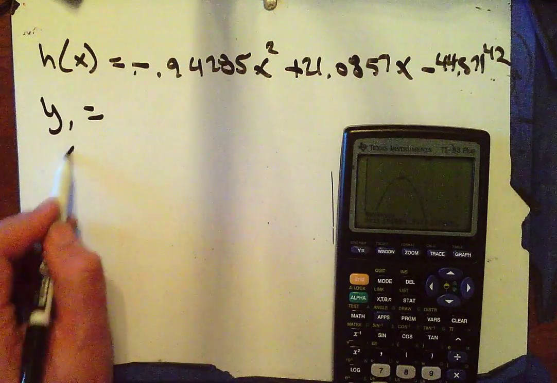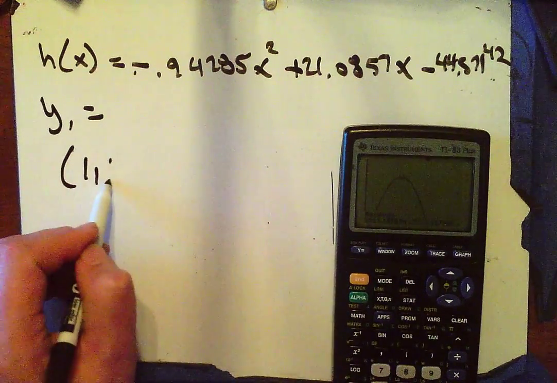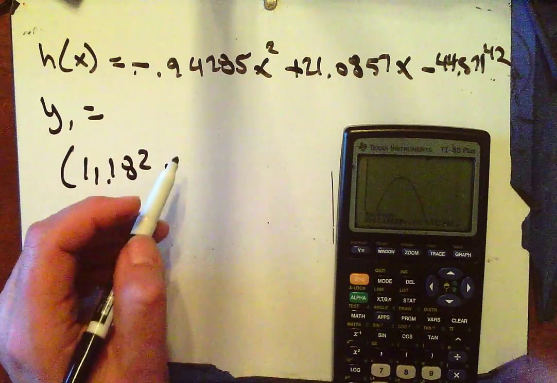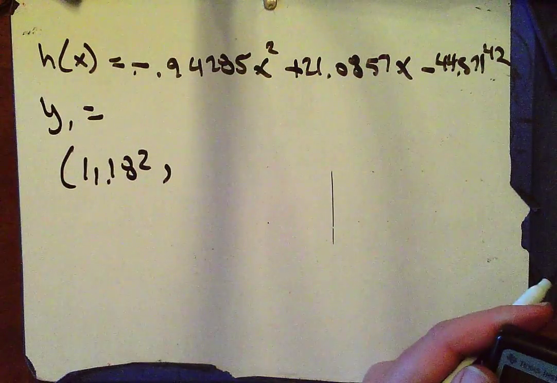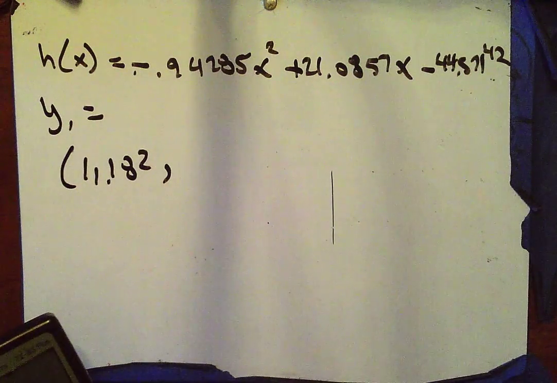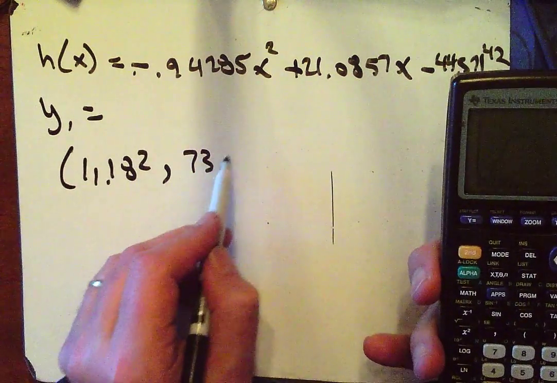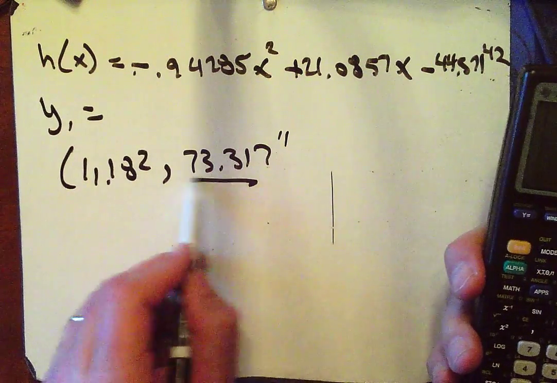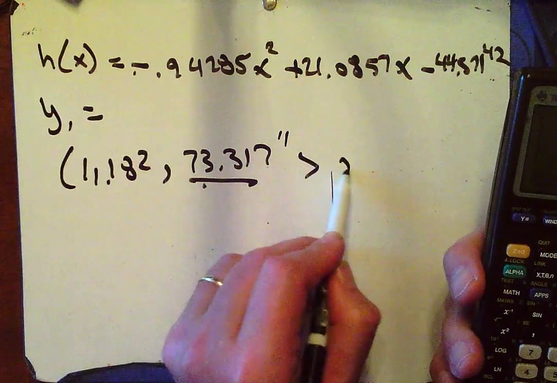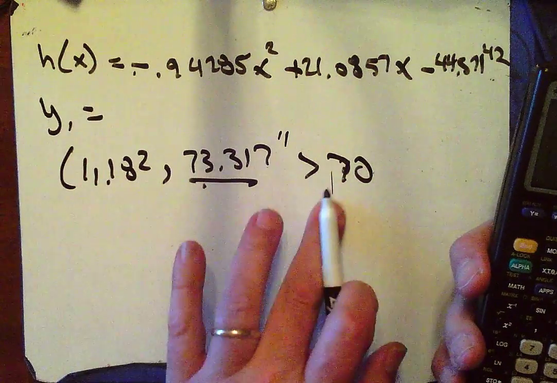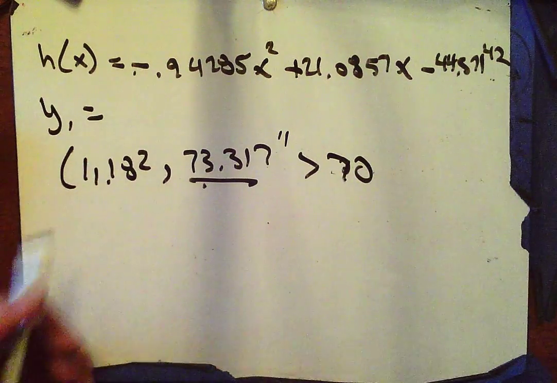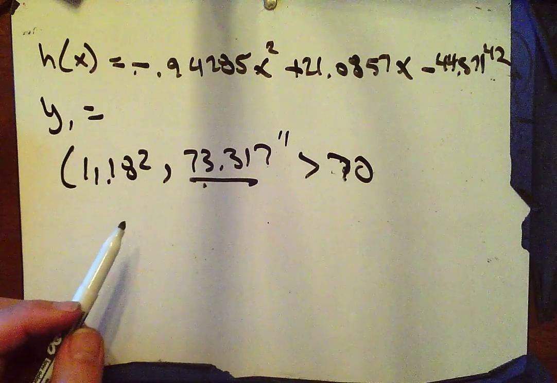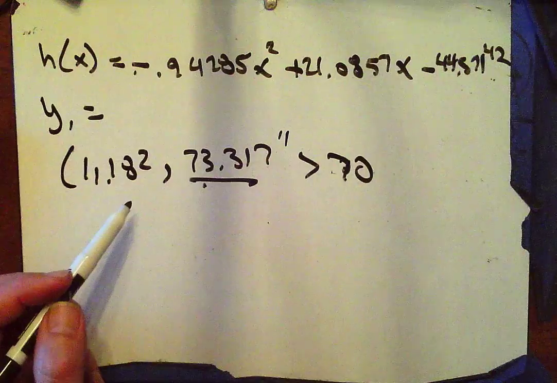And I see that this ordered pair is 11.182, comma, and I believe that says 73.317. Okay, well, this number is greater than 70, so yes, we do go over the net. B, will my serve, if not returned, land in 18 feet from the outline?